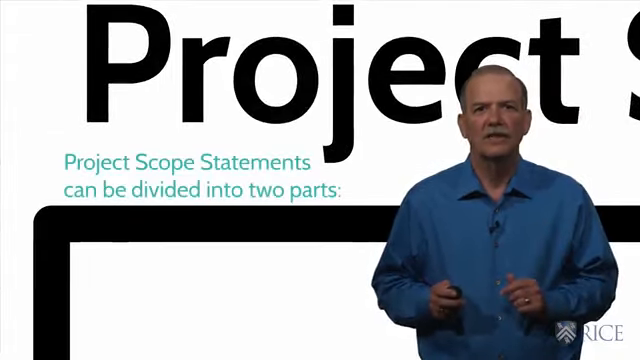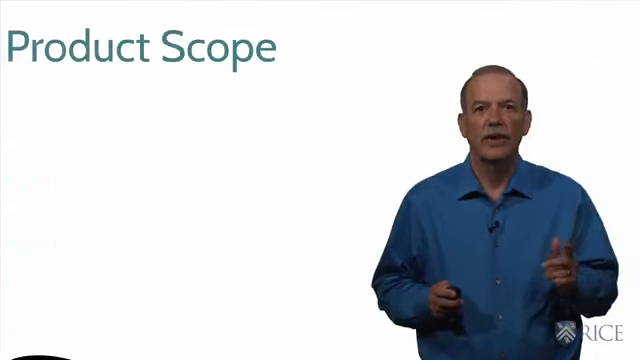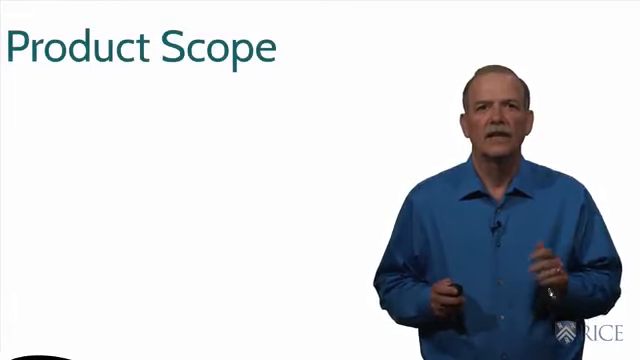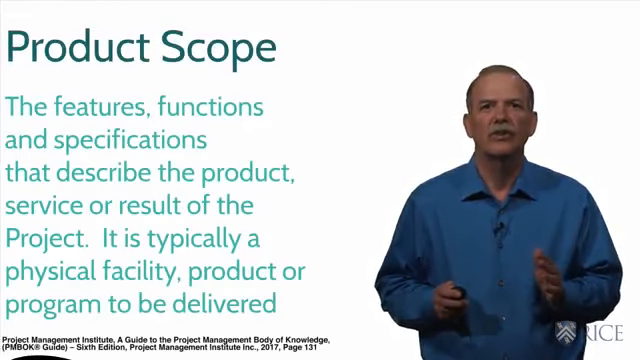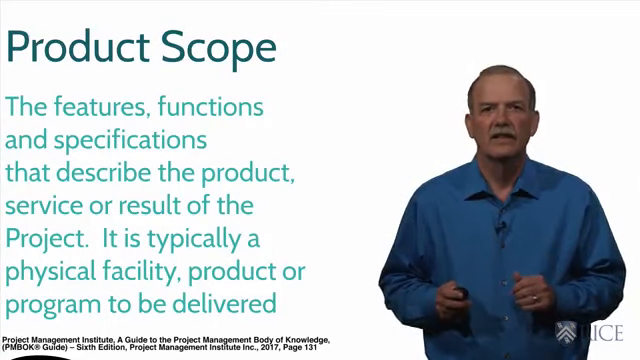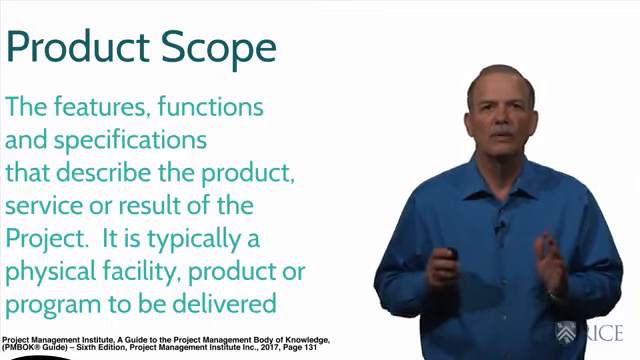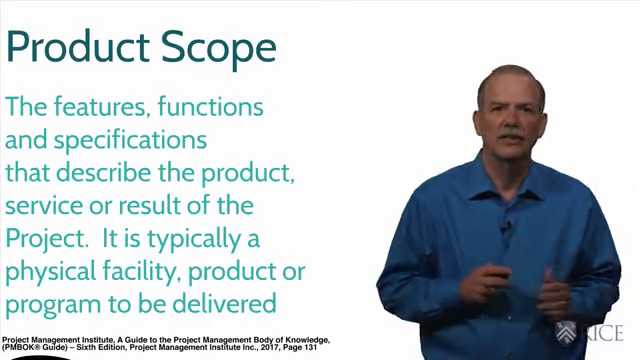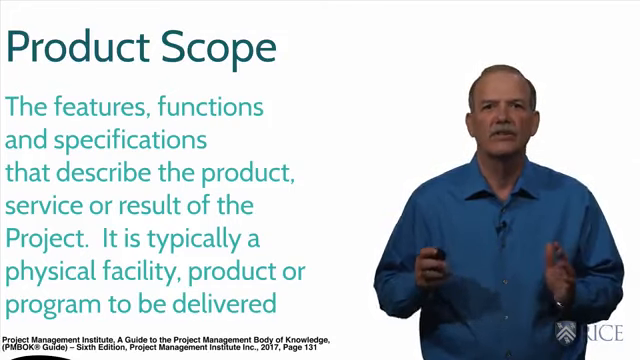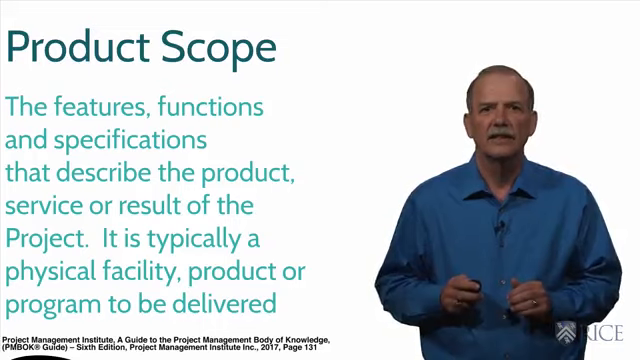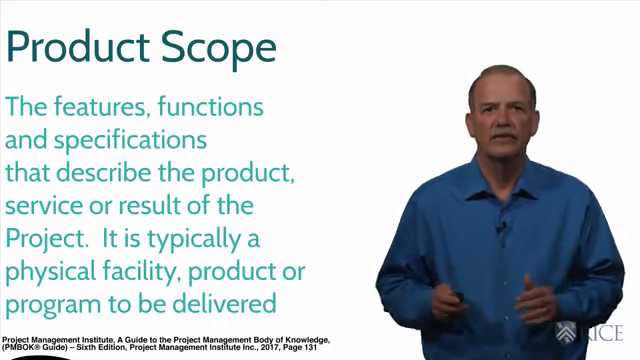Project scope statements can be divided into two parts. Product scope. This is a description of the physical product, service, or results of the project. The product scope describes what we will deliver to the customer as part of the project. It includes the deliverables and final results of our efforts. It is the lasting result of our efforts.